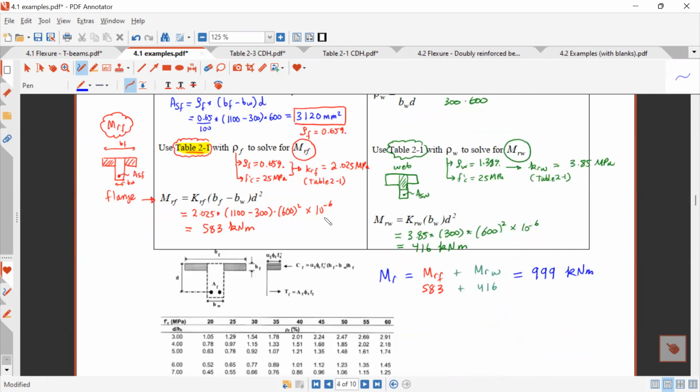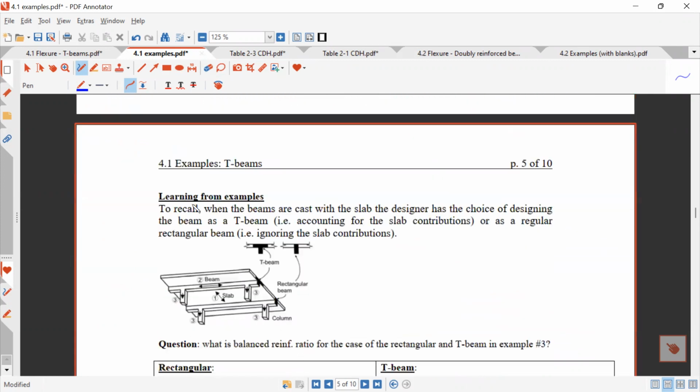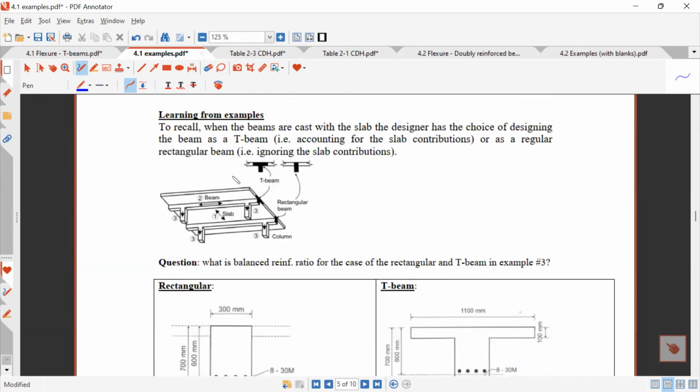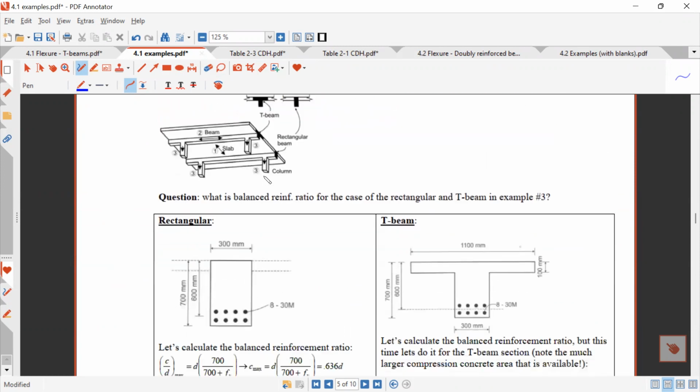Okay, so this is just learning from these examples. We said that in a real floor system, you have a choice of analyzing these beams as rectangular or T-beam, but we just saw the T-beam. It's good, but it takes more time than the rectangular analysis. So it would be good to know when to use which one: when to just ignore this T-beam part, and when it is useful to do it.